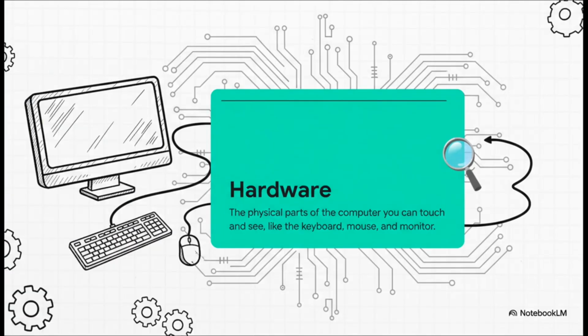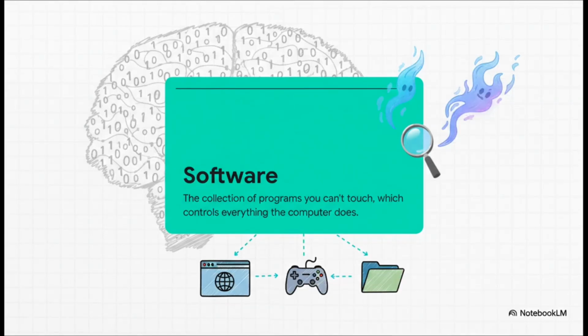All right, first up, hardware. This is the easy one. It's all the stuff you can actually pick up and touch. You know, your screen, your keyboard, your mouse. It's the physical body of the computer, the shell that holds everything else. Next, we've got the software. And this is kind of like the ghost in the machine, right? You can't touch it, but it's the intelligence behind everything. It's all the programs, all the instructions from your operating system to your web browser. It's the mind of the system, telling the physical hardware exactly what to do.